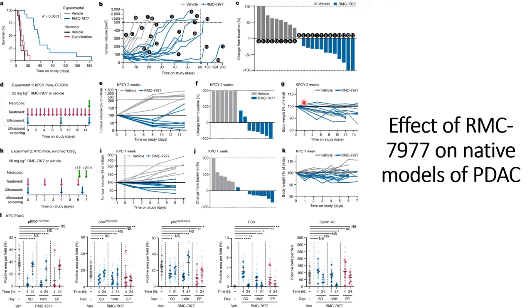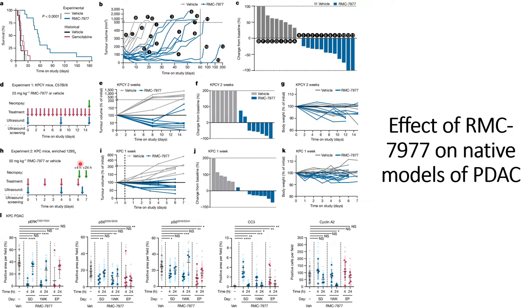And in terms of side effects, they checked the change in body weight, and the body weight change is not statistically significant between vehicle and RMC-7977. And for the other experiment, done at the other institute, they use KPC7 mice that are enriched with 129S4, and here they use a 50 mg per kg dosage on alternate days.